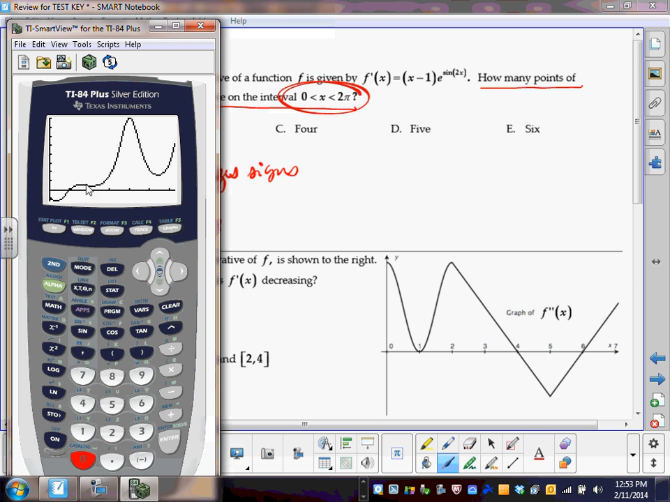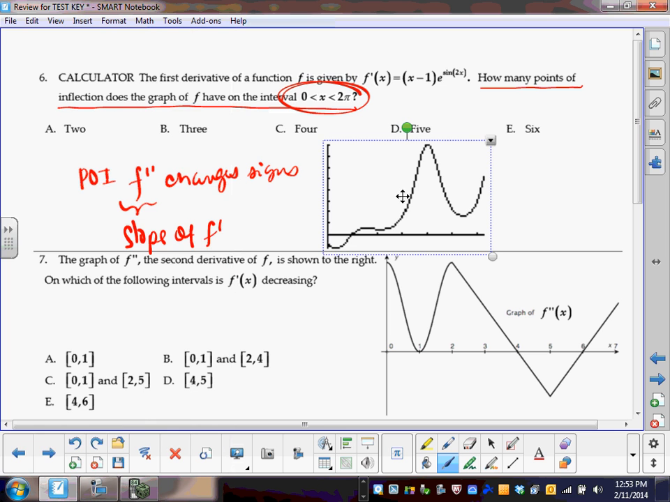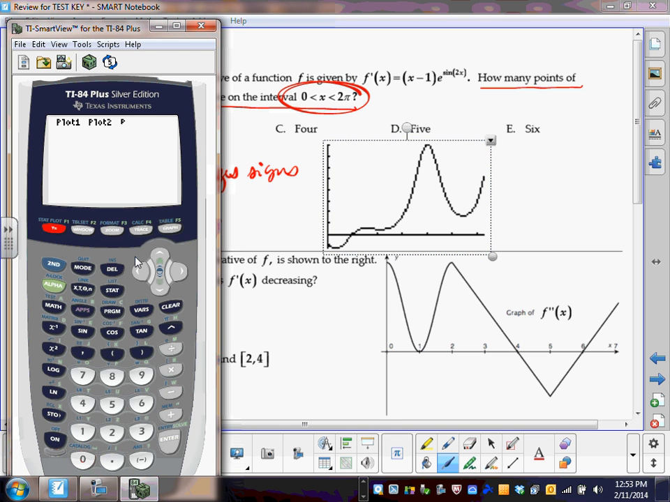So as long as you can tell from your graph how many times f prime changes slope, changes signs, you're fine. Or what you can do is turn off f prime, turn on the derivative of y1, which is technically f double prime, and we could graph that.